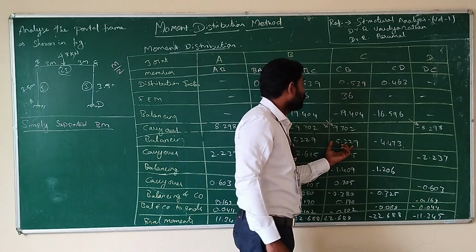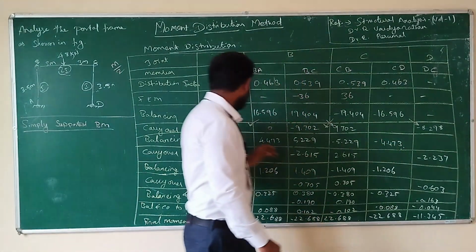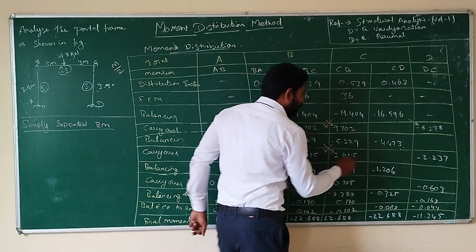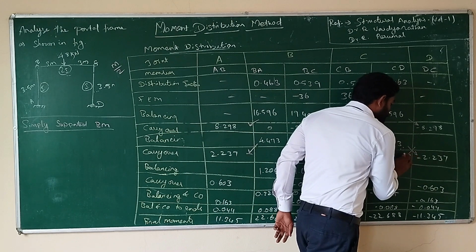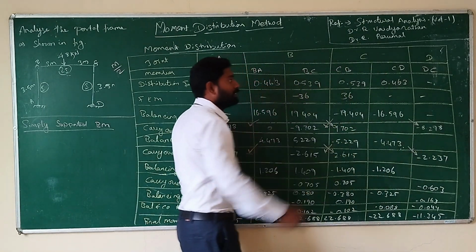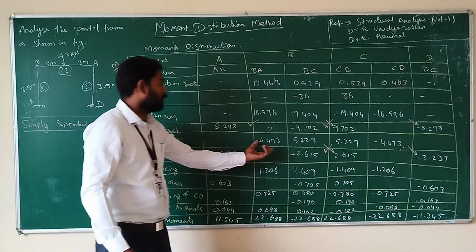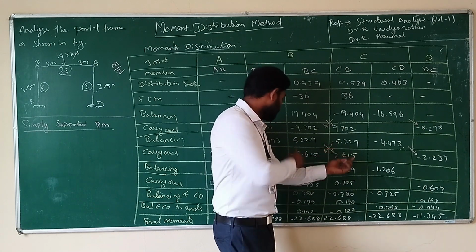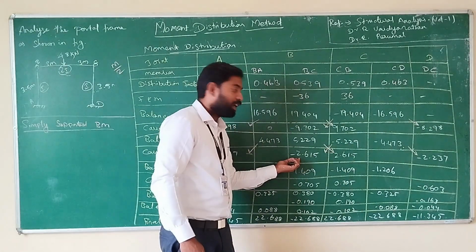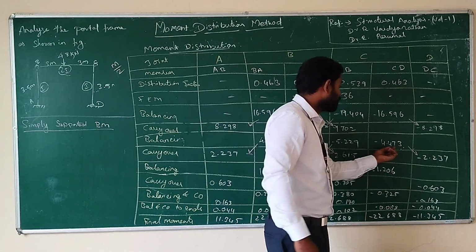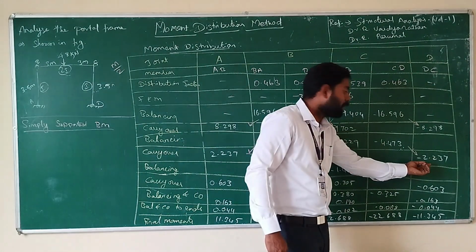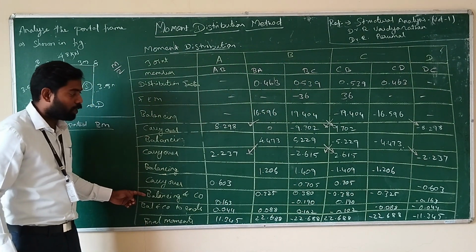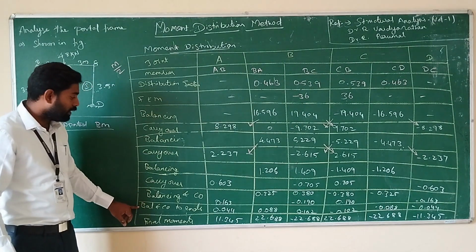And the same way, we are going for the joint C, and then again we are going with the carryover factors between the joints. So between joint A and B, then joint B and C, and then joint C and D, we are going to carry over this value divided by 2, and this value divided by 2, 2.615 here, and minus 5.229 divided by 2, minus 2.615 here. And the same way, minus 4.473 divided by 2, minus 2.237. And the same way, balancing and carryover gets repeated till the last value.